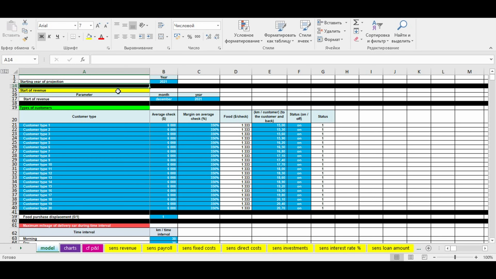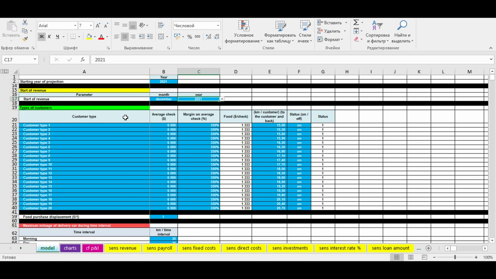In our model, all inputs are colored in blue. Other cells are automatic. First of all, you enter the year when all your financial projections start. Then you enter the month and year when you get the first revenue. At the beginning, you need to create a credible revenue-generating algorithm and a system of different limitations which will help you to calculate the right amount of investments needed to start this business.